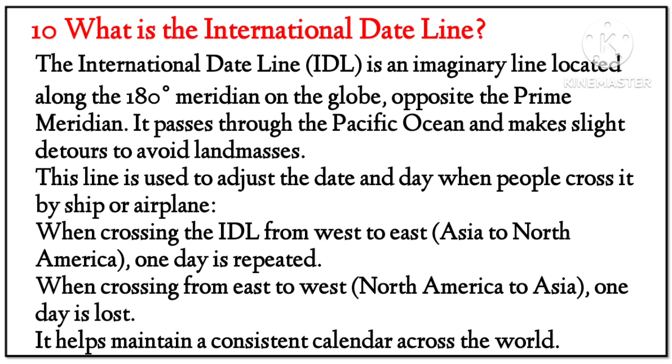When crossing the line from west to east, Asia to North America, one day is repeated. When crossing from east to west, North America to Asia, one day is lost. It helps maintain a consistent calendar across the world.